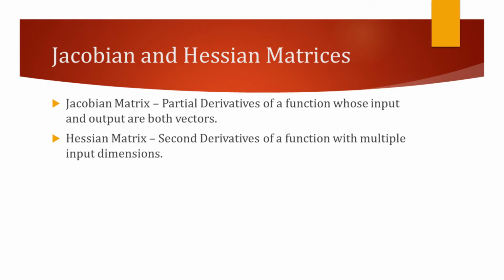Jacobian matrix is a matrix containing the partial derivatives of a function whose input and output are both vectors. Hessian matrix contains the second derivatives of a function whose input has multiple dimensions. We will now learn how we can find these matrices.